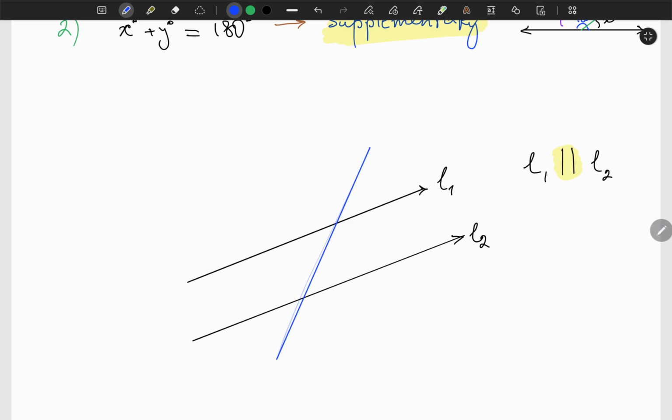If it intersects the two parallel lines, we specifically call it a transversal line. Once it cuts these two parallel lines, we're going to create many angles, specifically 8 angles here.